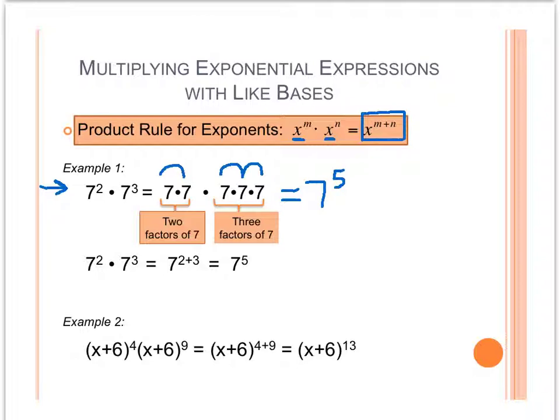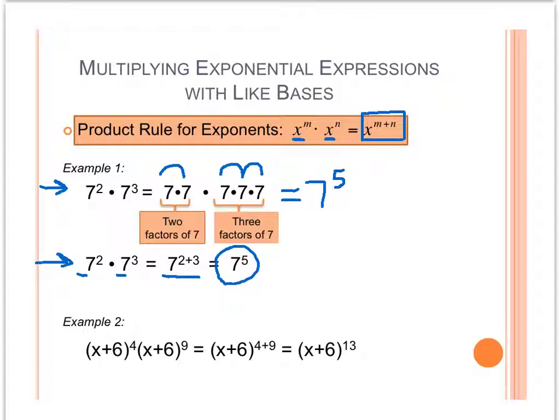Now, if we use this product rule for exponents, when we're down here looking at 7 squared times 7 to the 3rd, we know since 7 is the like base, we can add its exponents. So we get 7 to the 2 plus 3, or 7 to the 5th.